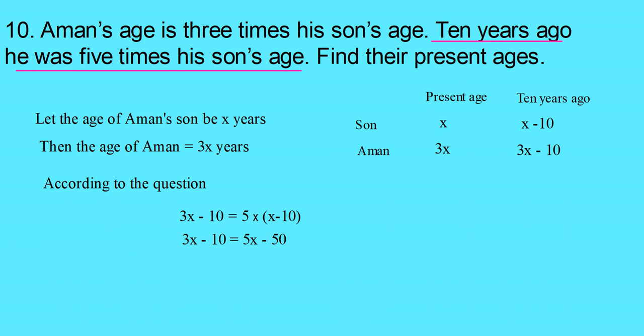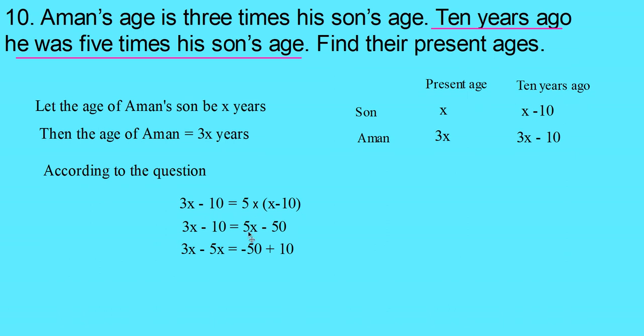Now take x on one side and the numbers on the other side. What will you get? 3x minus 5x. 5x while transposing will be minus 5x, and minus 10 while transposing will be plus 10. Hence 50 minus 10 is 40. So 3x minus 5x is equal to 3 minus 5, which is negative 2. So you can write minus 2x is equal to minus 40.